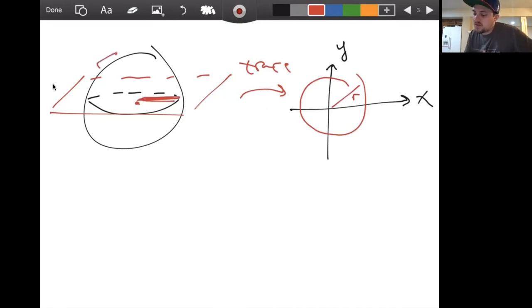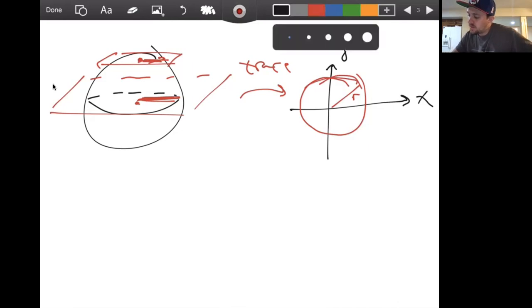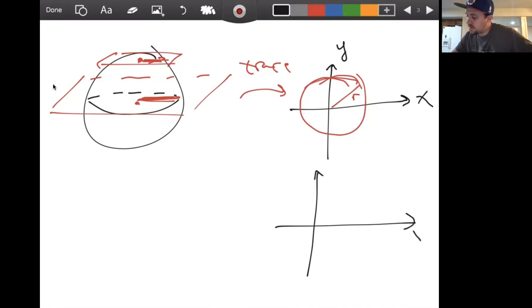If you take a slice higher up, like maybe near the North Pole or something, the distance is going to be smaller, right? But you get some distance r. And so we see the trace parallel to the XY plane is a circle, right? And you can do the same thing for the YZ plane and the XZ plane.